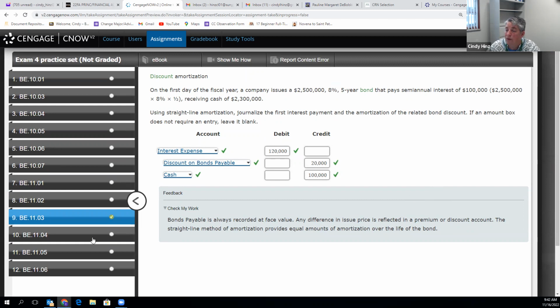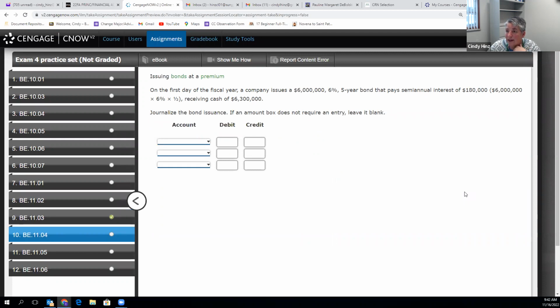So if we were amortizing a premium, it would be exactly the opposite. The calculations would look the same. How much is the premium? How much did we get paid over and above the face value? And then we would divide that by the number of interest payments to find out the amortization of the premium. But premiums, of course, have a credit balance, and so we would need to debit those accounts.